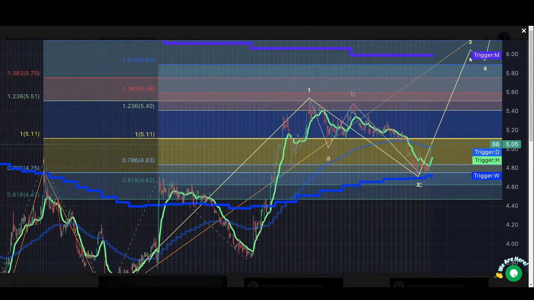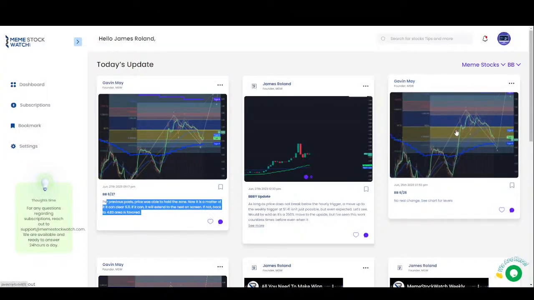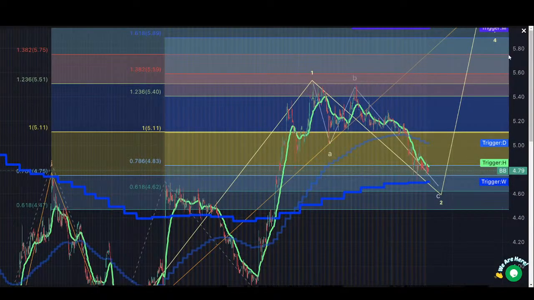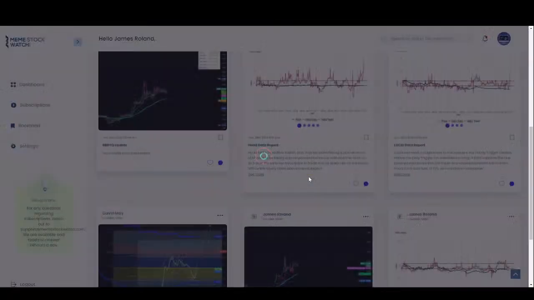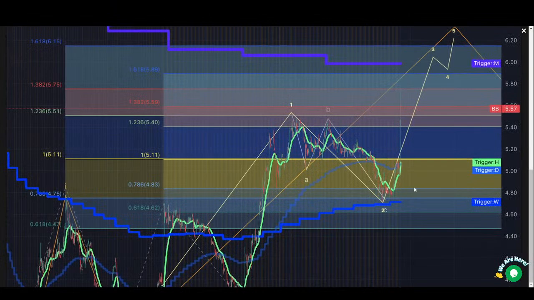Bottomed right at the 462 level. And then you guys could see where it was pointing up here to the monthly trigger, even back here before price bottomed. And then what happened next? Just ridiculous, honestly. Just straight up right here to 580.